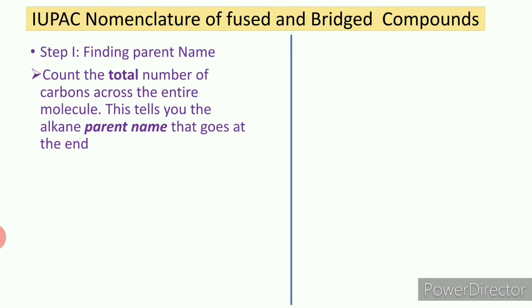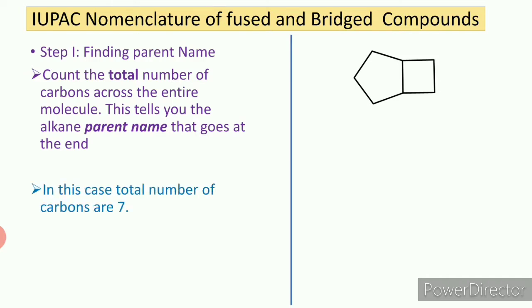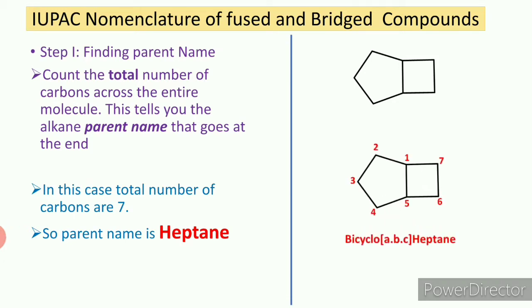First, you will find the parent name by counting the total number of carbons across the entire molecule. Consider this compound. If you count the carbons present in this compound, the number is 7. So the parent name is heptane. So we can write this name at the end as bicyclo A dot B dot C heptane.